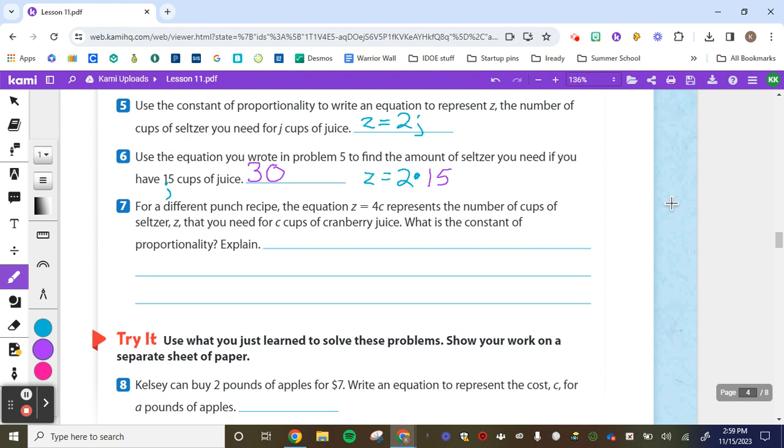Now 7 has a different juice recipe. So for a different punch recipe, the equation Z equals 4C represents the number of cups of seltzer you need for C cups of cranberry juice. What is the constant of proportionality? So in this one, the constant of proportionality, it's whatever is multiplied by your variable. So our constant of proportionality is going to be 4. Why? Because that's where it goes in the equation.